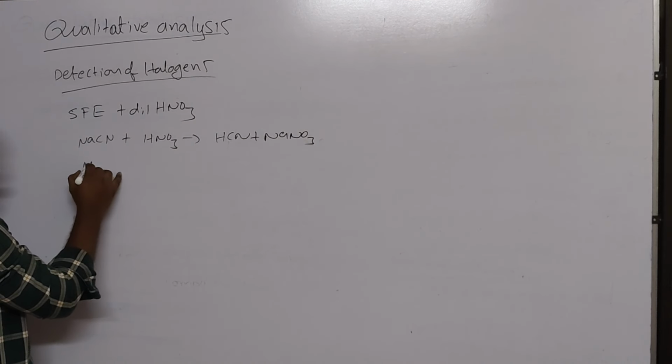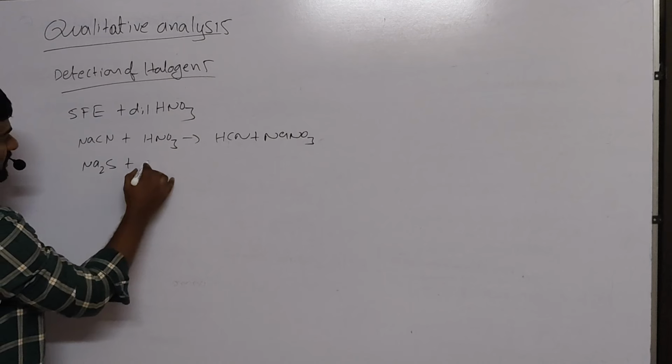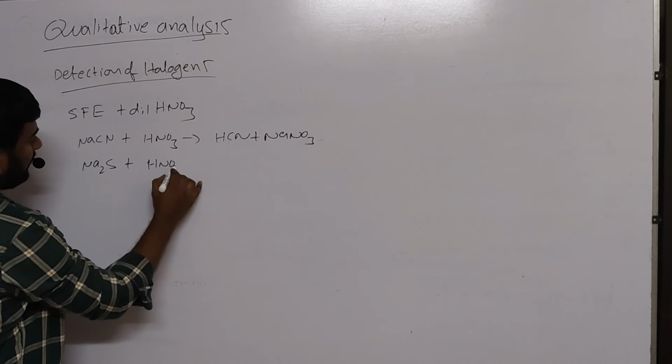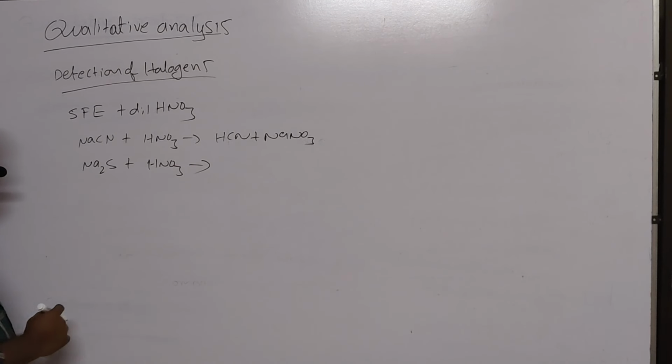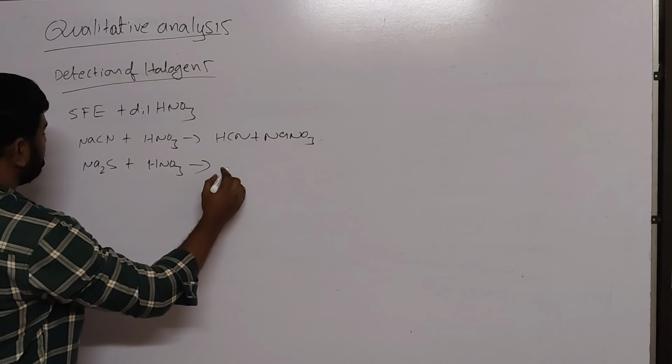Similarly, if sulfur is present, the sodium fusion extract contains Na2S. To this, if you add HNO3, here also it will be removed, as NaNO3 and H2S will be obtained.